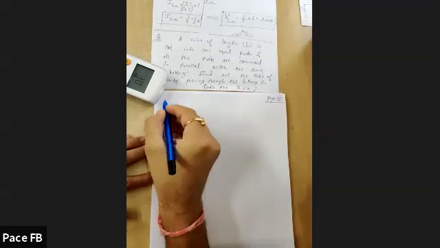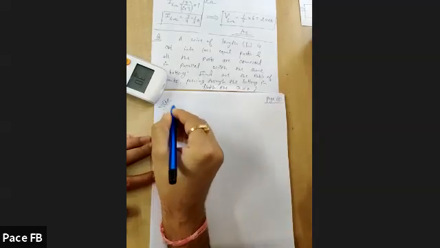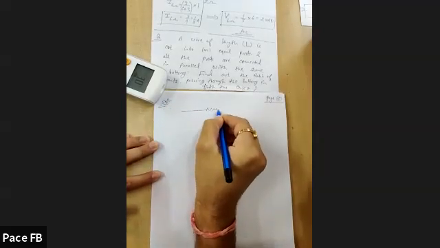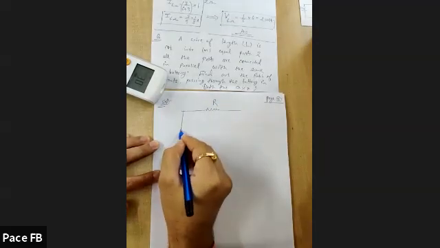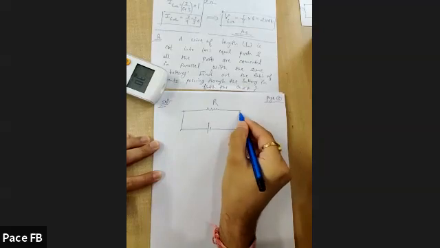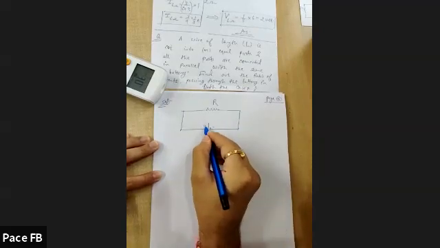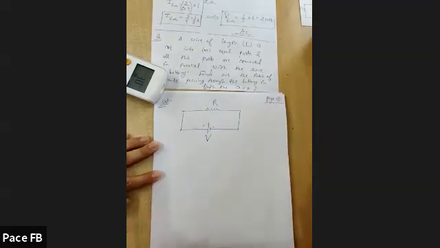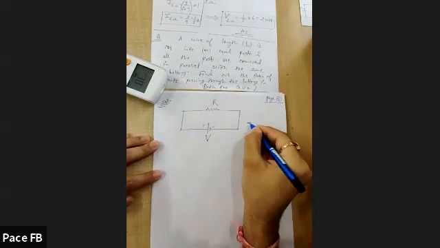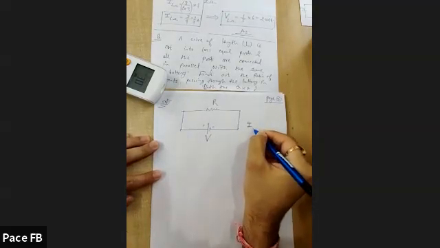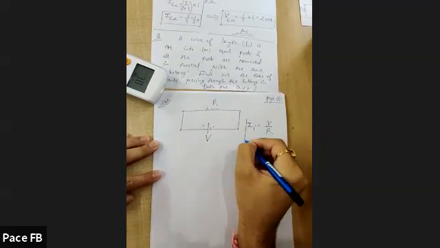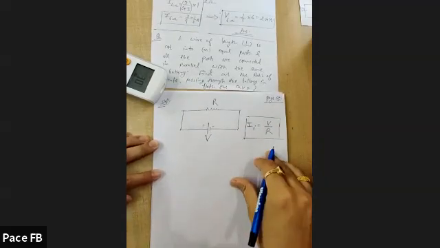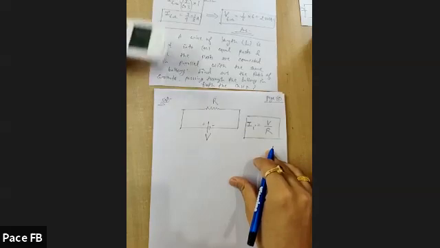So initially there's a wire of length L, and let's say the resistance of this wire is R. This wire is connected with a battery of V volt. So what is the initial current? Initial current is equal to V by R.